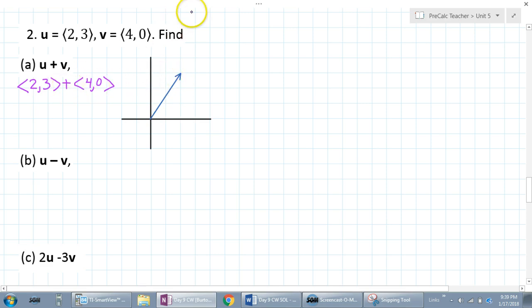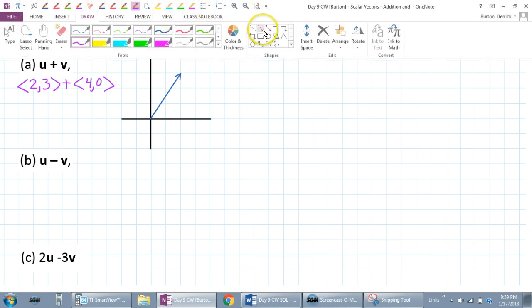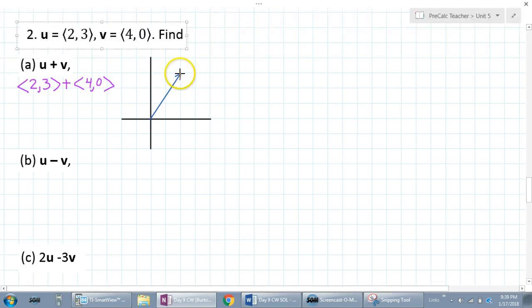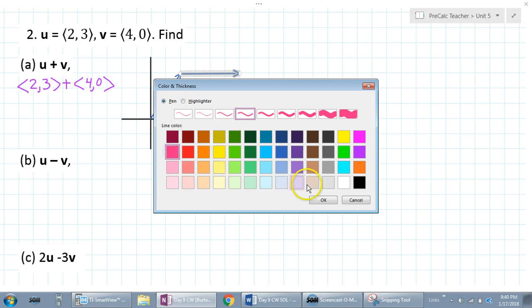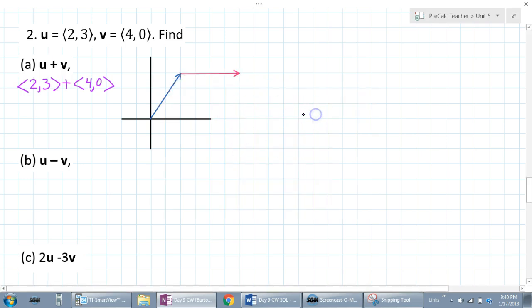Now, when you're adding, you should start the second vector where the first vector ended. So I'm going to do vector v, which is 4, 0, but I'm going to start it from the terminal point of vector u. 4, 0 means to the right 4 and up nothing. So it's just a horizontal. I'm going to make this second vector pink. So these are the two vectors that I'm trying to add.